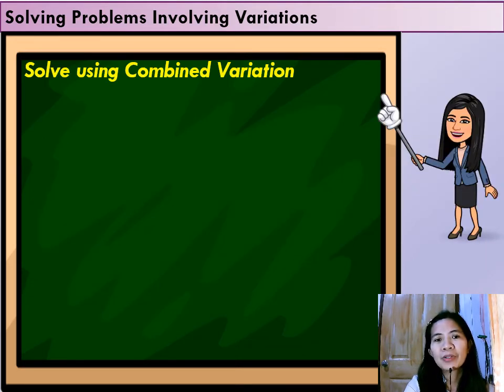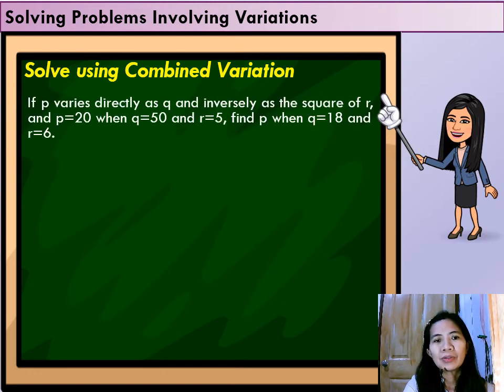Okay, so let's proceed to combined variation. When we have combined variation, remember we are combining direct and inverse variation. So here is the given problem. If P varies directly as Q and inversely as the square of R, and P is equal to 20 when Q is equal to 50 and R is equal to 5, find P when Q is equal to 18 and R is equal to 6.